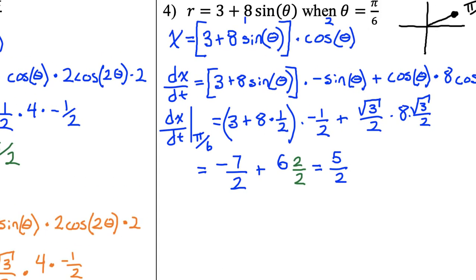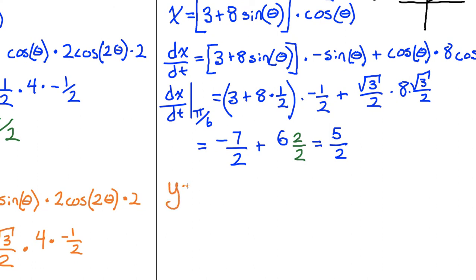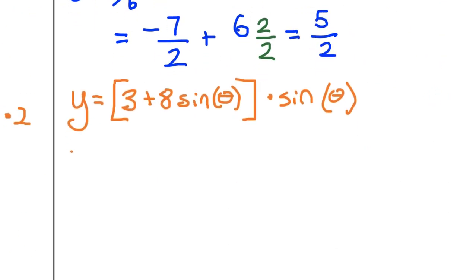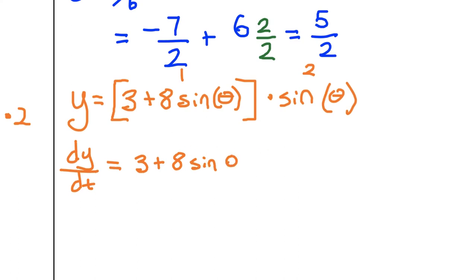So just y without any derivative is that 3 plus 8 sine of theta. That was the original r, right? So all of this quantity is r, and I'm going to multiply that by sine this time, sine of theta. Alright, then we're going to plug in some things. Oh, sorry, we're going to take the derivative first, right? dy/dt. So again, this is my 1, this is my 2, 1d2. So 1 is 3 plus 8 sine of theta, and then d2. I should do square brackets here.